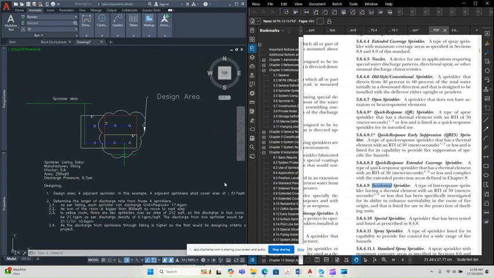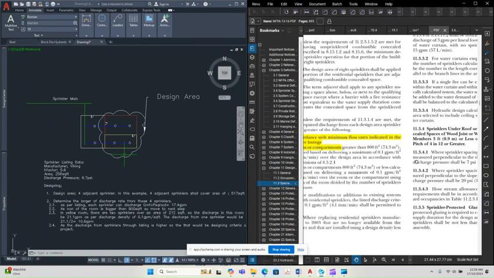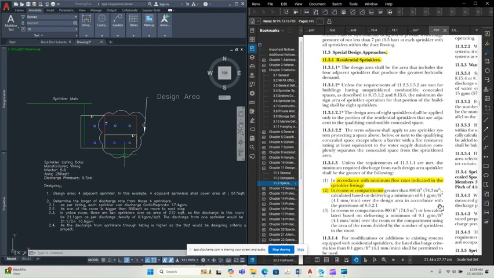So first of all, as per NFPA 13, Chapter 11, special design approaches, in clause 11.3.1, the residential sprinkler has been defined, and the purpose of this training video is to let you know what kind of things you need to take care of, and sometimes it's not easy for newbies to develop an understanding of how a residential sprinkler system should be designed.